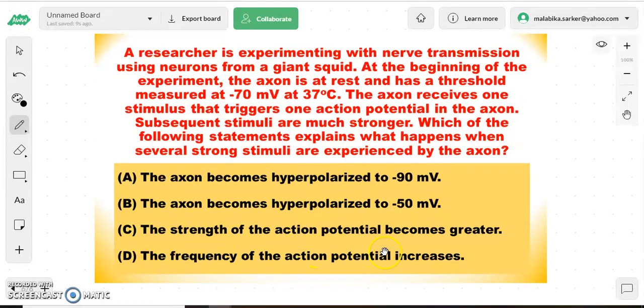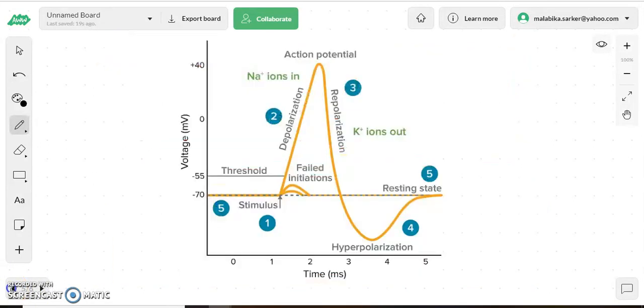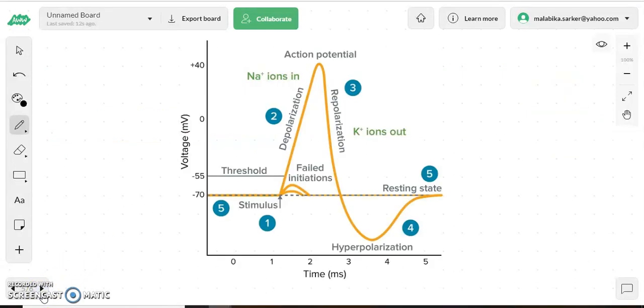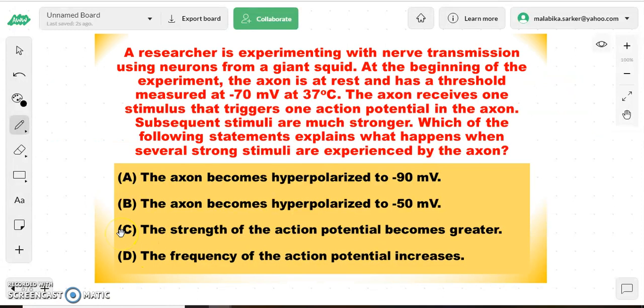C. The strength of the action potential becomes greater. Let me read D also. The frequency of the action potential increases. So they are talking about the strength increases and the frequency increases. Now which one is true? If you have remembered here, this is an all-or-none basis. When the intensity of the stimulus is increased, the strength of the action potential does not become larger. So what happens? The stronger the signal, the higher the frequency of the action potentials. This clearly tells us that C is not correct and D is the right answer choice.